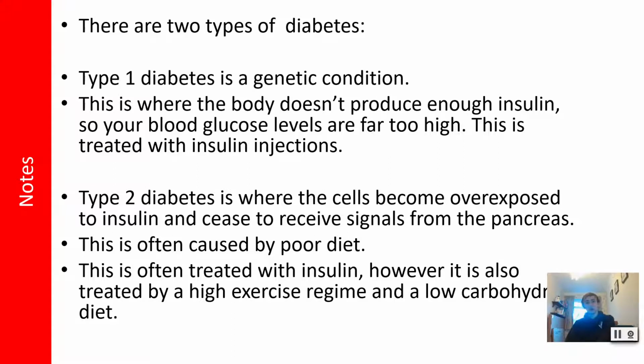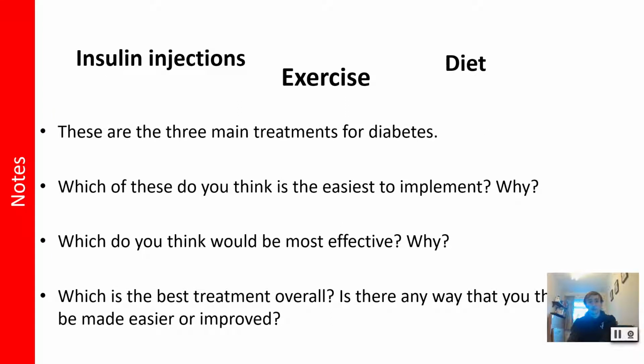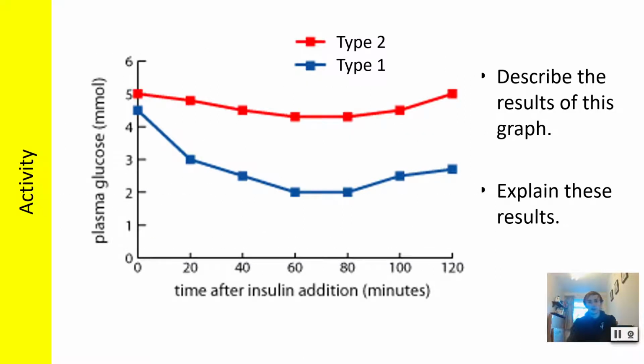What I need you to do is take down these notes. So pause me and take down these notes if you haven't already. Now, I'm just going to skip over that. There's an activity I'd like you to do. Have a look at those two graphs, or rather the two lines on the same graph. I'd like you to tell me, firstly, what is happening here, describe the results, and secondly, can you explain the results?